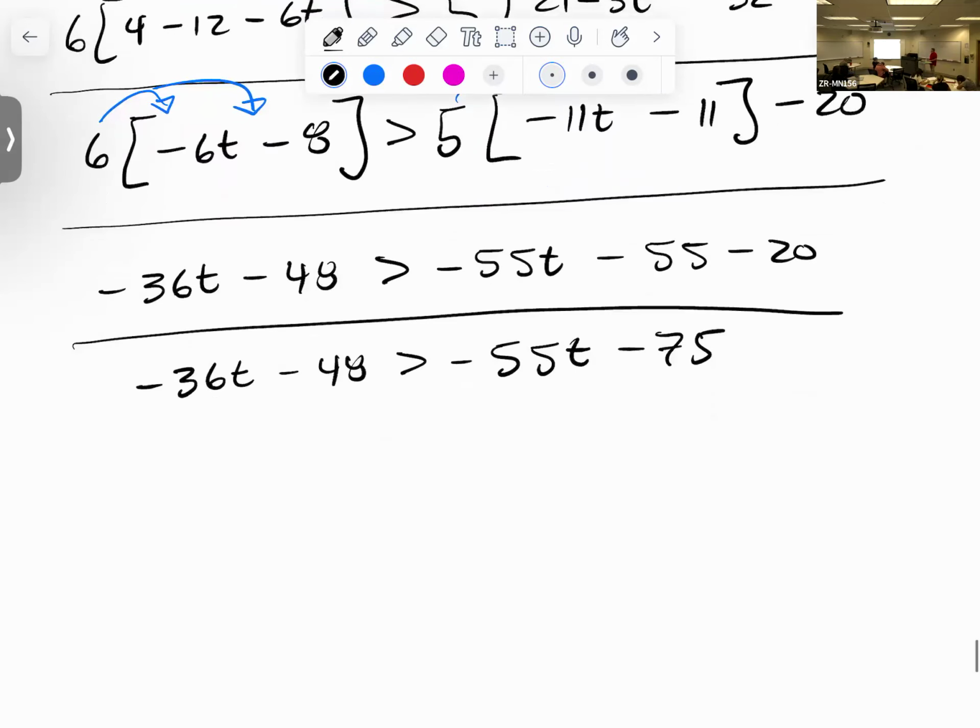And then, all right, what do we do now? Plus 48, and plus 55t. Absolutely. Move the variables to one side, numbers to the other. Our basic two-step algebra. When I get to this point, I want this to be reflex. This becomes muscle memory. These are the parts of the problems that I want you to look at and think, oh, it's basically solved here. Okay?